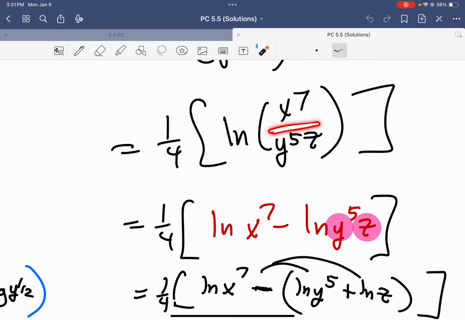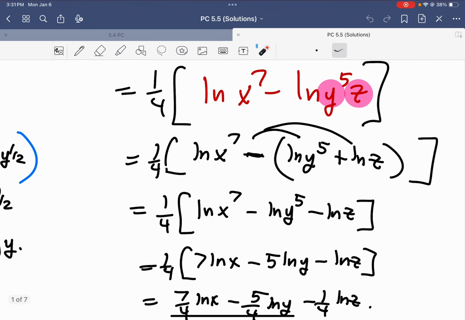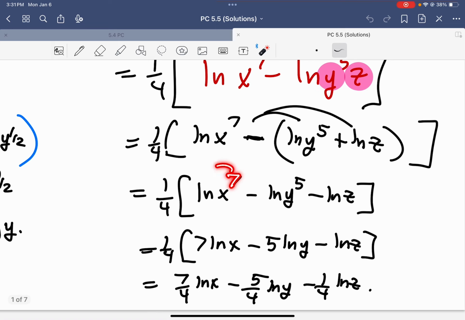The natural log of a fraction, that fraction is going to be subtraction. And then this is a product. The natural log of a product is going to become a sum. It's really minus all of this. So my negative hits this, and my negative hits this to give me this. But then the last thing we do is pull down these little exponents. I get this, and I can distribute through my 1/4. I get that.